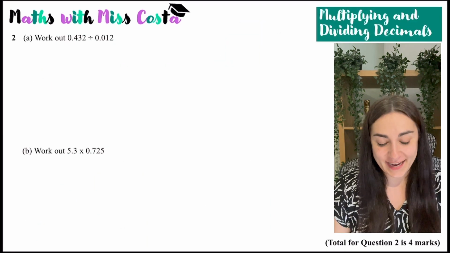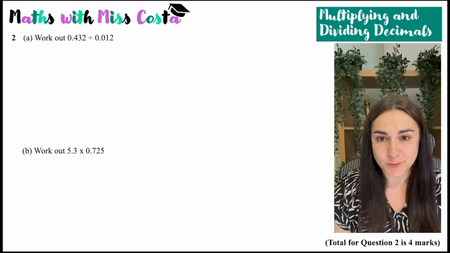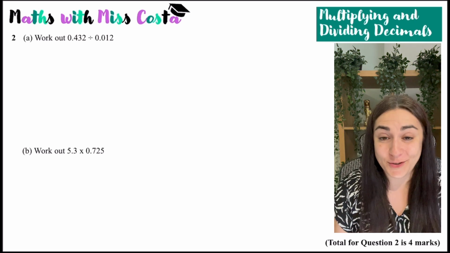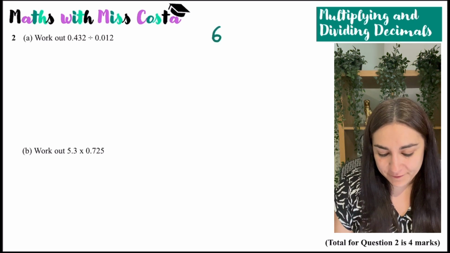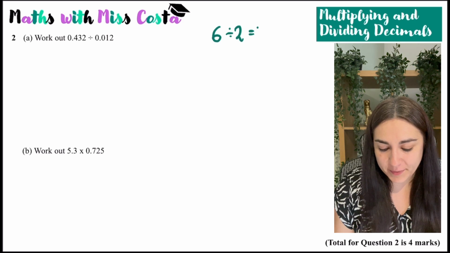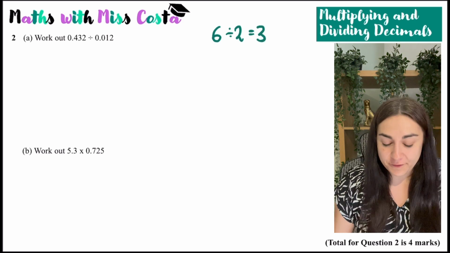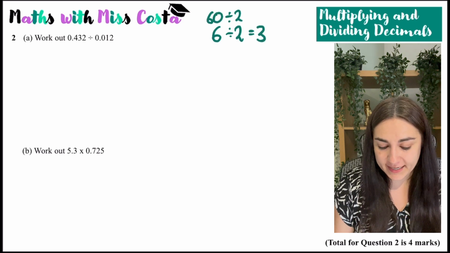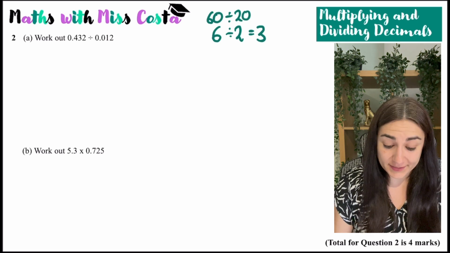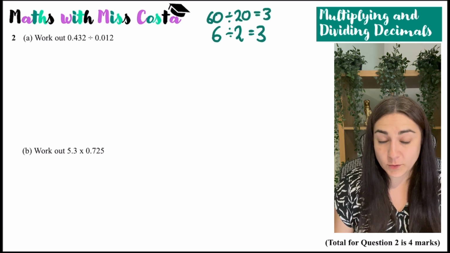Okay, the next thing I have is multiplication and division with decimals. Now there's a really cool division fact that you should know, and that is, if I had a simple number like 6 divided by 2, that would give me 3. If I then multiplied both parts of the calculation by the same power of 10, so 60 divided by 20, the answer is also 3.